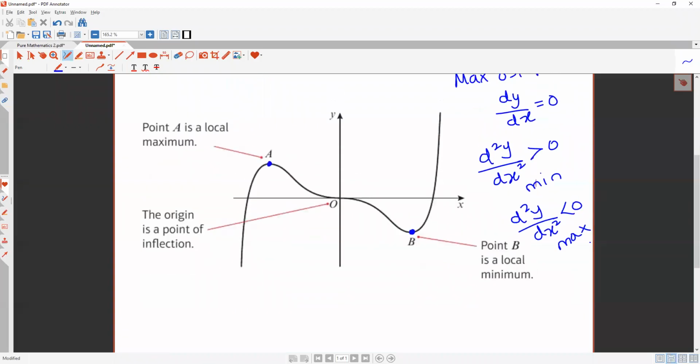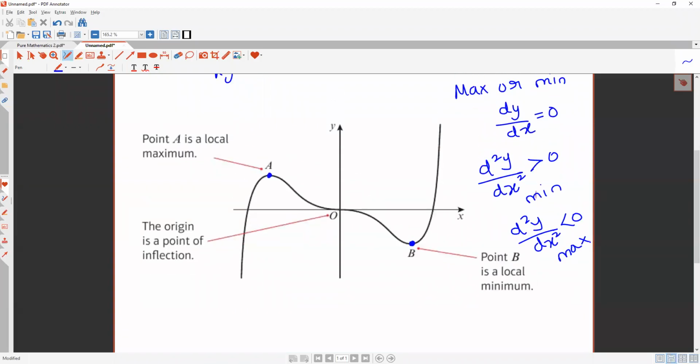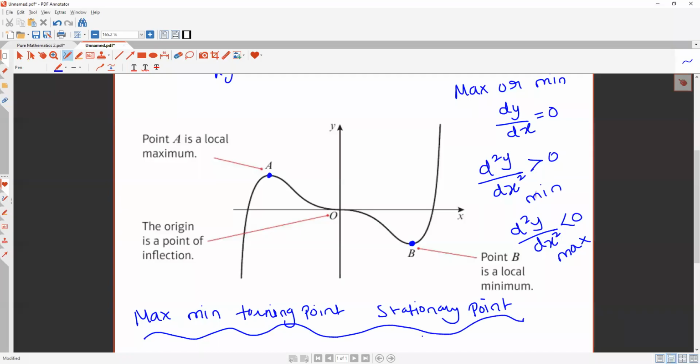Okay, now maximum, minimum, this I'm going to come and explain again, but you have to know these points first of all. Max, min, turning point, stationary point. Stationary point, they all mean the same. It means your dy by dx equals 0.